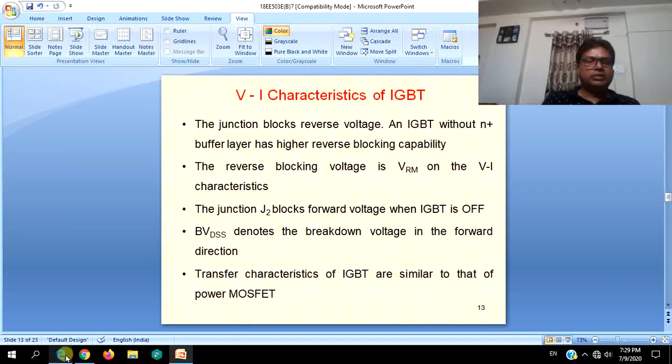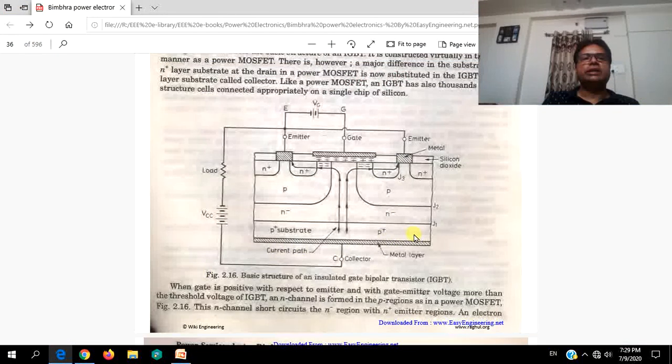Now we will go through once again the construction and working. This is a non-punch through IGBT, which we have discussed so far. N channel non-punch through IGBT, which is the most used one. Collector to emitter VCE is positive, gate to emitter is positive. This is how non-punch through NPT IGBT works.